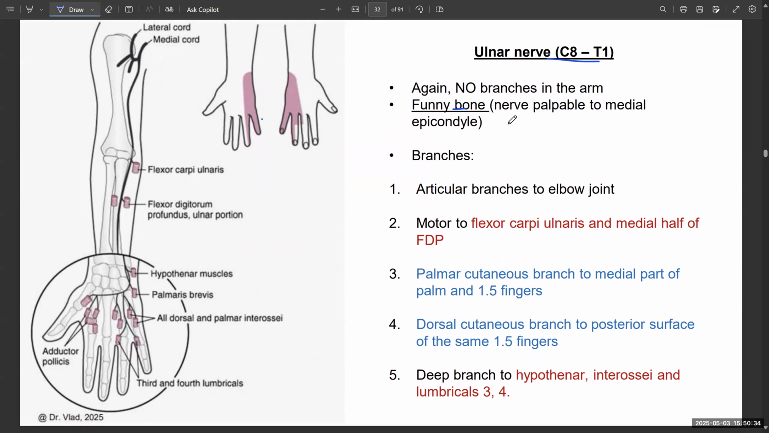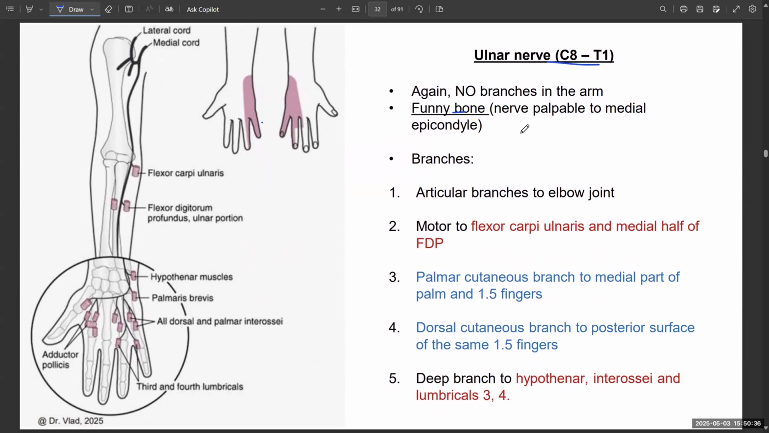It's called the crazy bone and the funny bone. This nerve is palpable behind the medial epicondyle. If you take your elbow and feel for the medial epicondyle, behind that you will find the ulnar nerve. And if you hit it, it's going to make you feel funny. That's why it's called the funny bone.